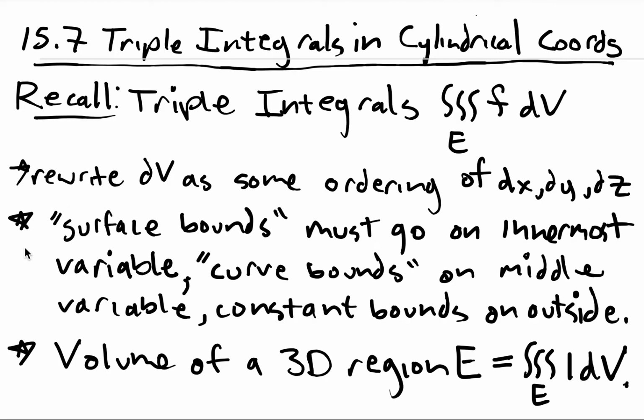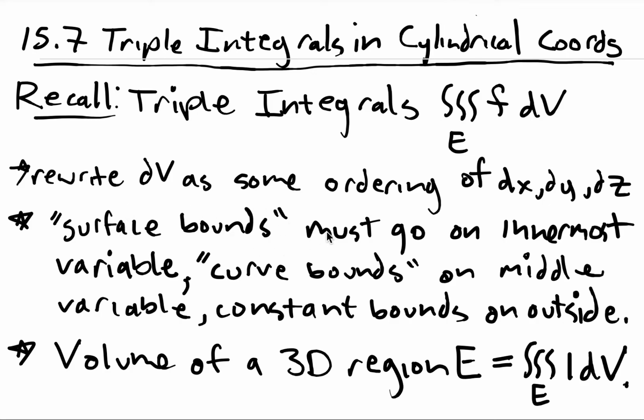Now, some restrictions that we mentioned last time were that for general regions, you can have variables stuck between different functions instead of just constants. So if you happen to have a variable that you saw as stuck between two surfaces, well, surfaces are basically graphs of functions of two variables. If you have a function of two variables in one of your bounds, that's going to have to go on the very, very inside.